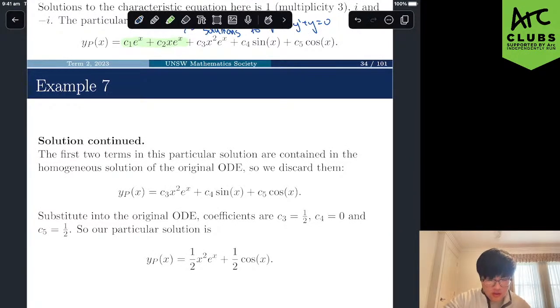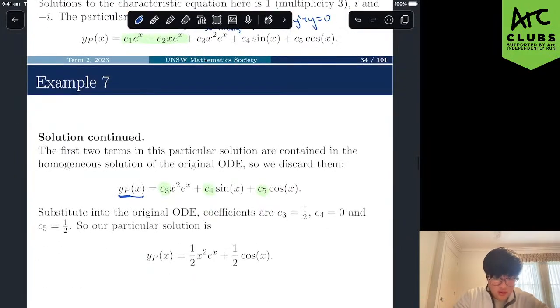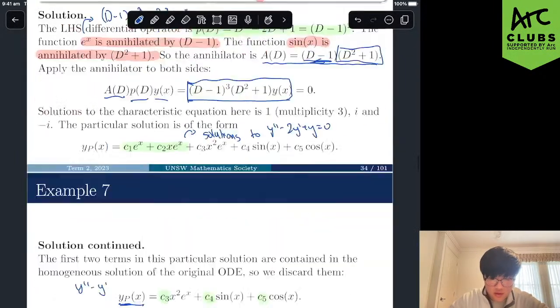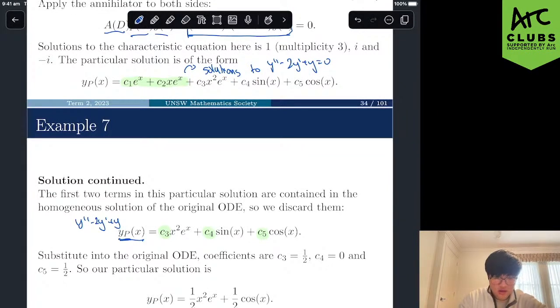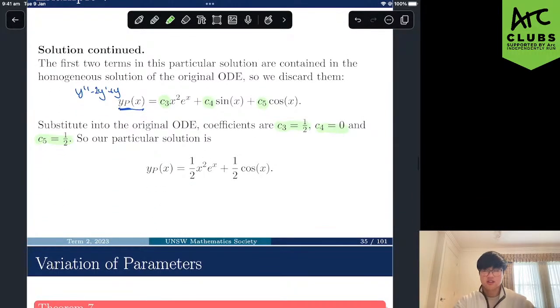And this is the part that we get left after ignoring the first part. What we also want to do is just calculate what C3, C4, and C5 are. And we can do that by substituting into our initial ODE. So we sub yp, this particular solution, into y double dash minus 2y dash plus y, and solving it, you would get these coefficients. So our final particular solution is just this here.